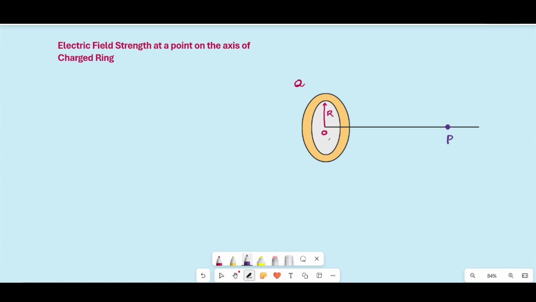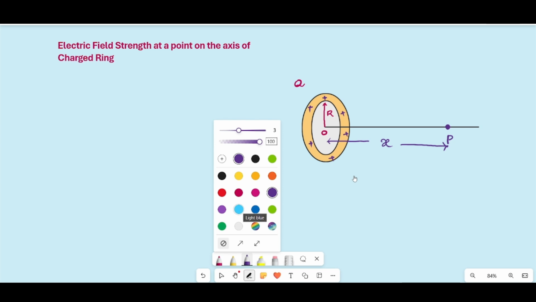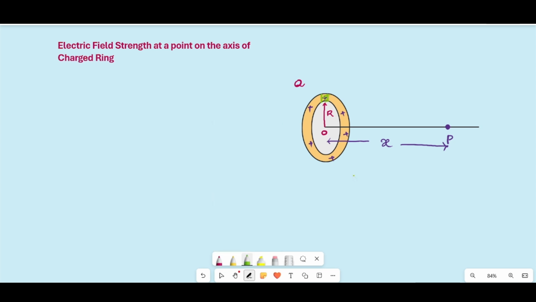The point P is at a distance, say, x from the center of the ring. The charge is uniformly distributed, as I said, and we have to find the electric field intensity at point P. To calculate it, let us assume we can divide this ring into infinitesimal parts or segments. This segment has charge, say, dq. So due to this, what is the electric field intensity at point P?